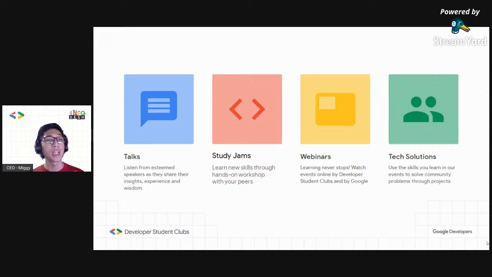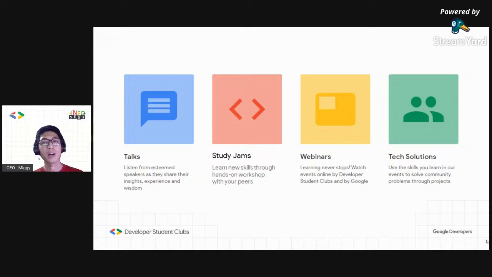This is not really limited to events from the DSC itself, but we would also be providing events from Google themselves, such as the Android Meetup or the Dev Fest, which is actually coming this October 13th. So please register if you can. Those are the things that we try to also share with all of you, because learning just never really stops. You just have to deal with it.